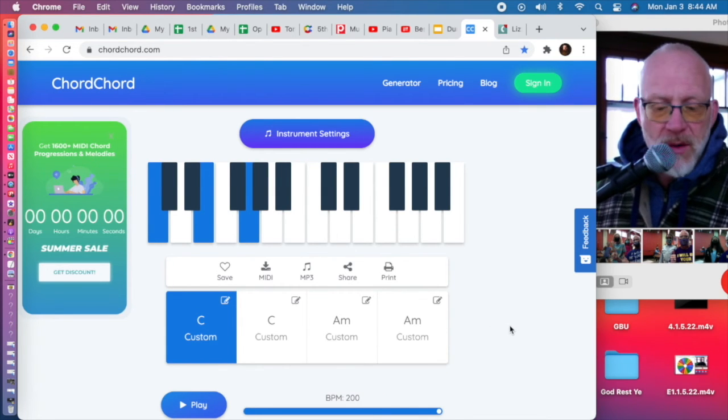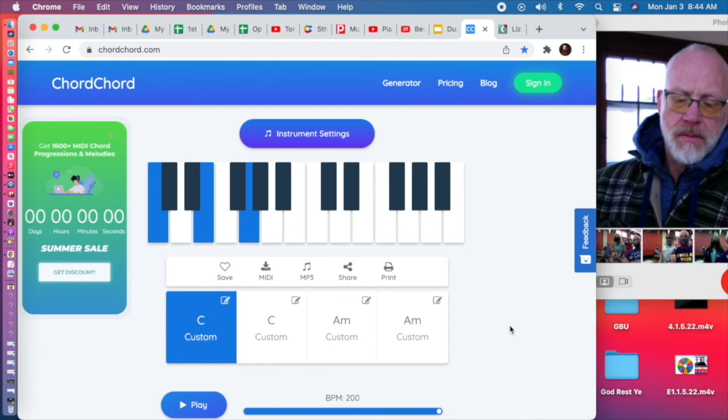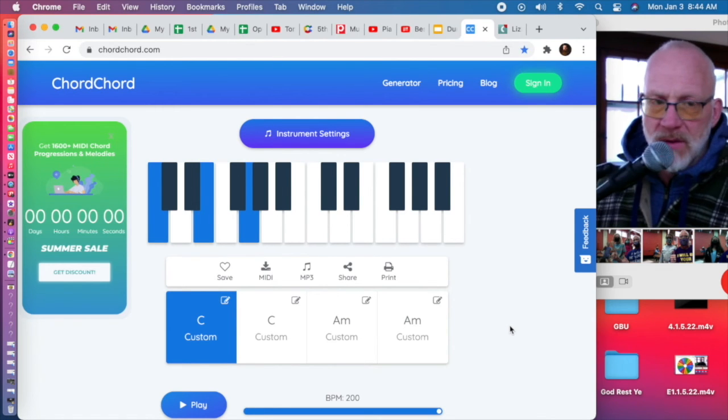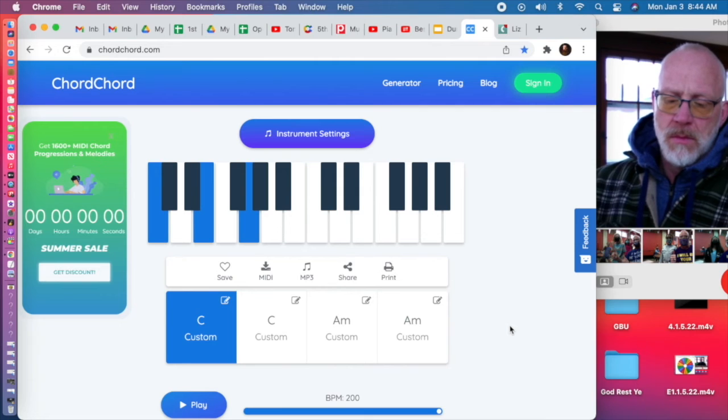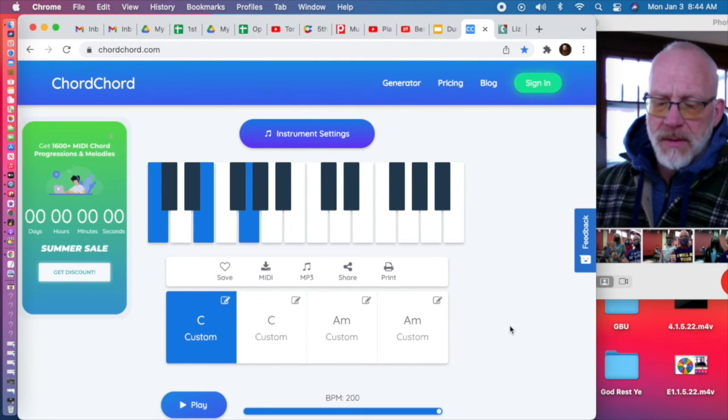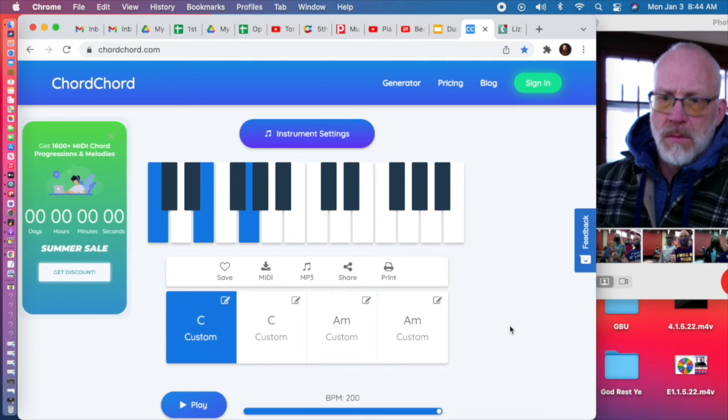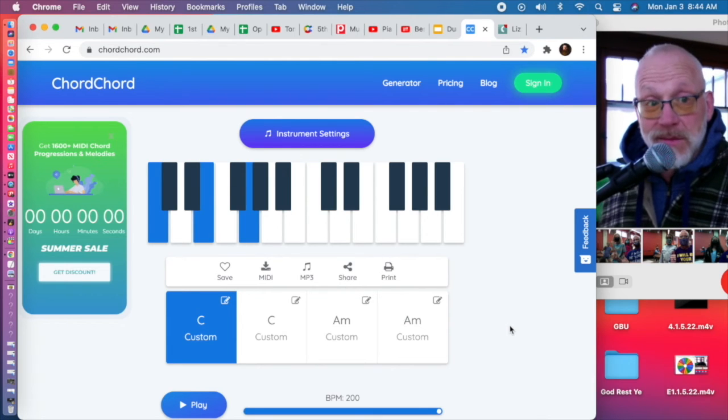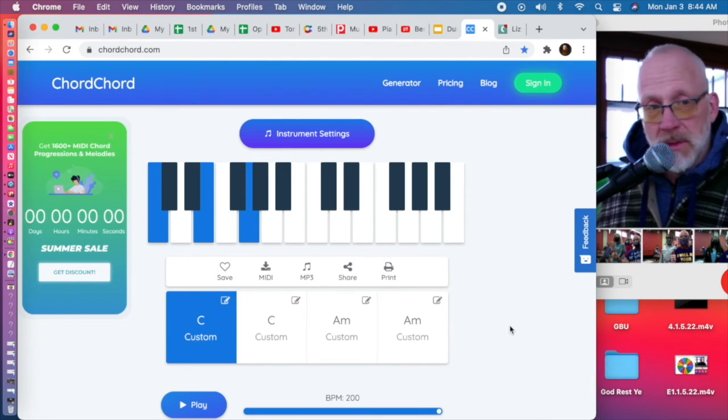And it doesn't matter if you go level one, level two, level three. That's up to you. But see if you can follow along. All right, here we go. I'm going to start it, and you just jump in when you're ready.